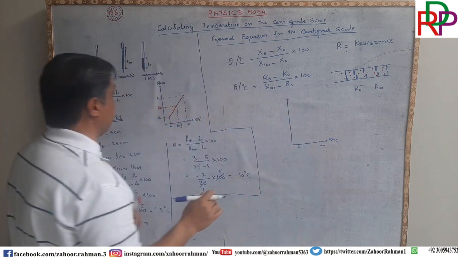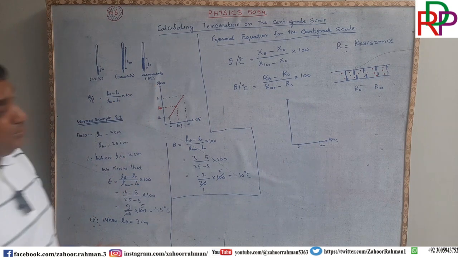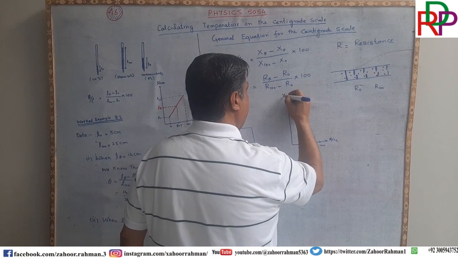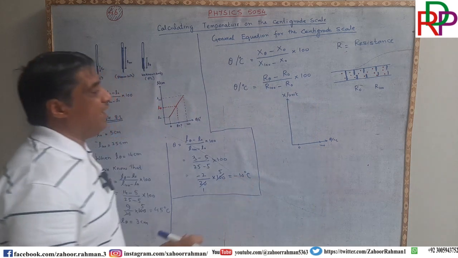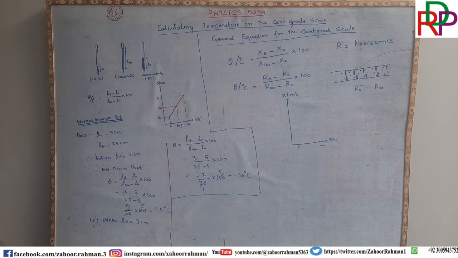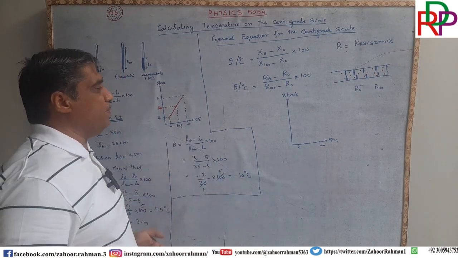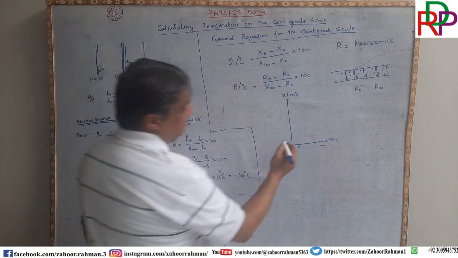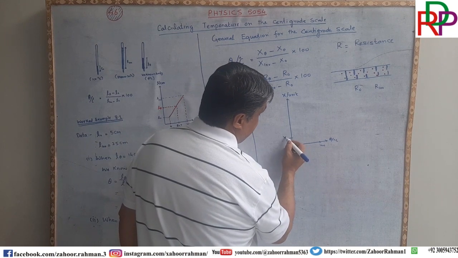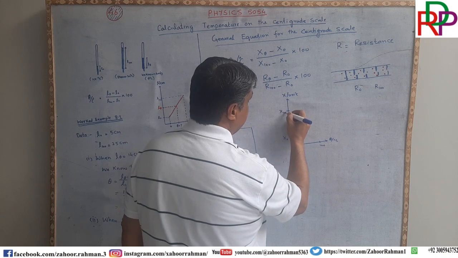In this case, you don't have to write L. You have to write X and whatever unit. Ohm is the unit of resistance, but you can use micro ohm, mega ohm, milli ohm. So whatever the unit is, we will use it. So this will be X naught and this will be X 100.